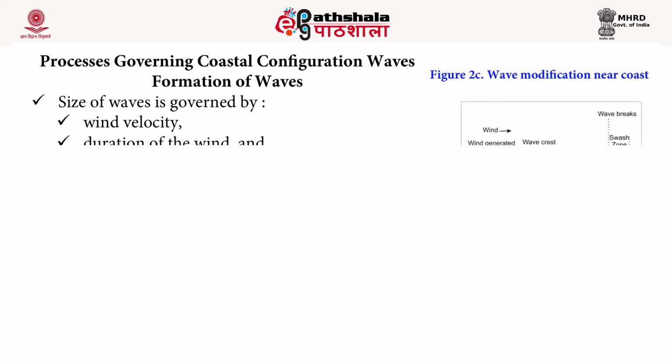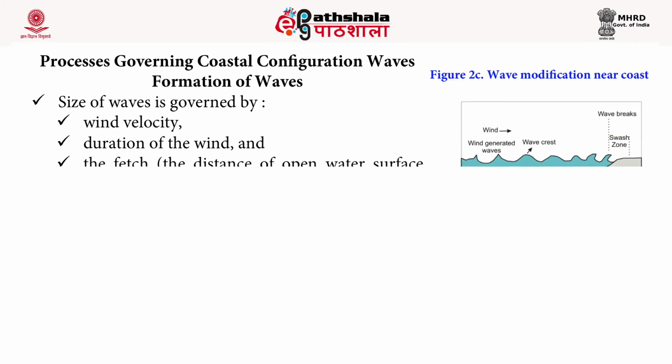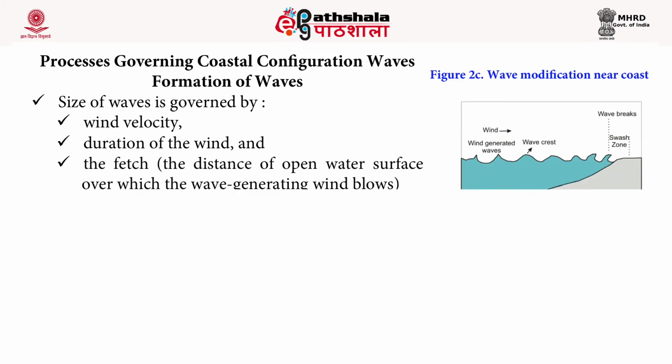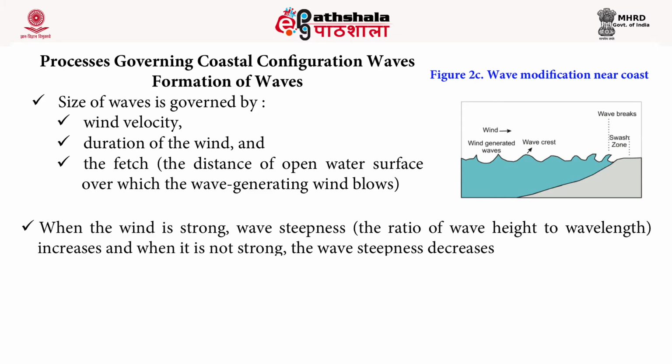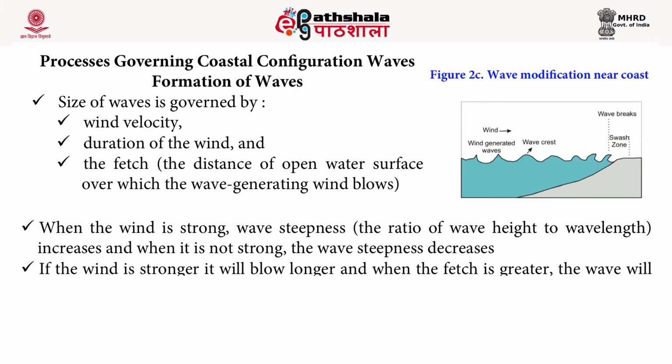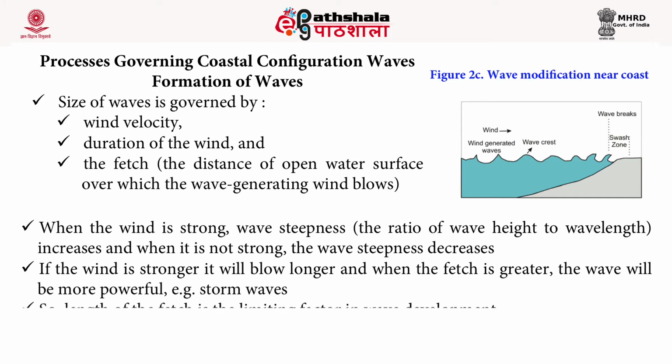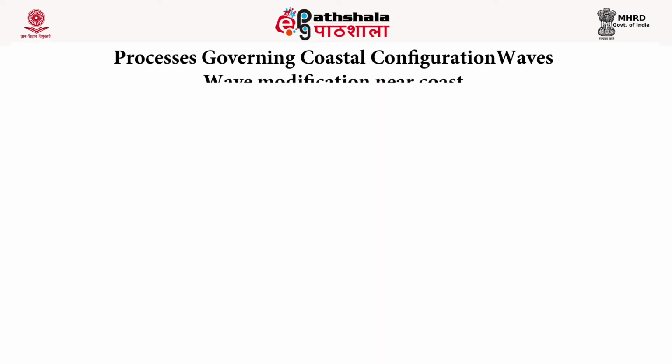When the wind is strong, wave steepness, that is the ratio of wave height to wavelength, increases, and when it is not strong, the wave steepness decreases. If the wind is stronger, it will blow longer, and when the fetch is greater, the wave will be more powerful, as in the case of storm waves. So, the length of the fetch is the limiting factor in wave development. Now, we will see how waves are modified near the coast.